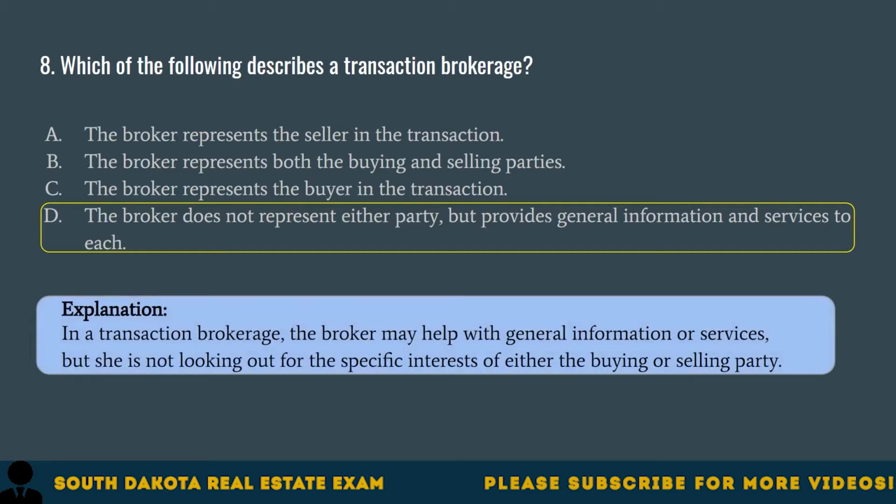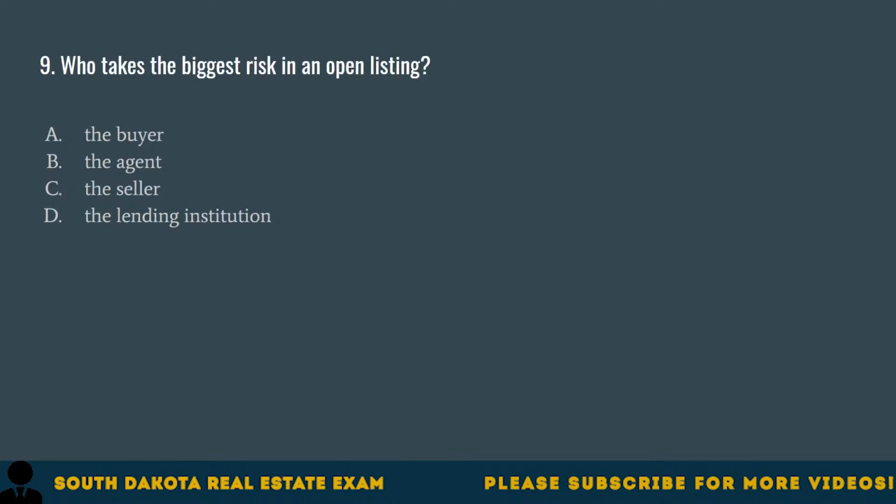In a transaction brokerage, the broker may help with general information or services, but she is not looking out for the specific interest of either the buying or selling party. Question 9. Who takes the biggest risk in an open listing? A. The buyer. B. The agent. C. The seller. D. The lending institution. The correct answer is B, the agent.